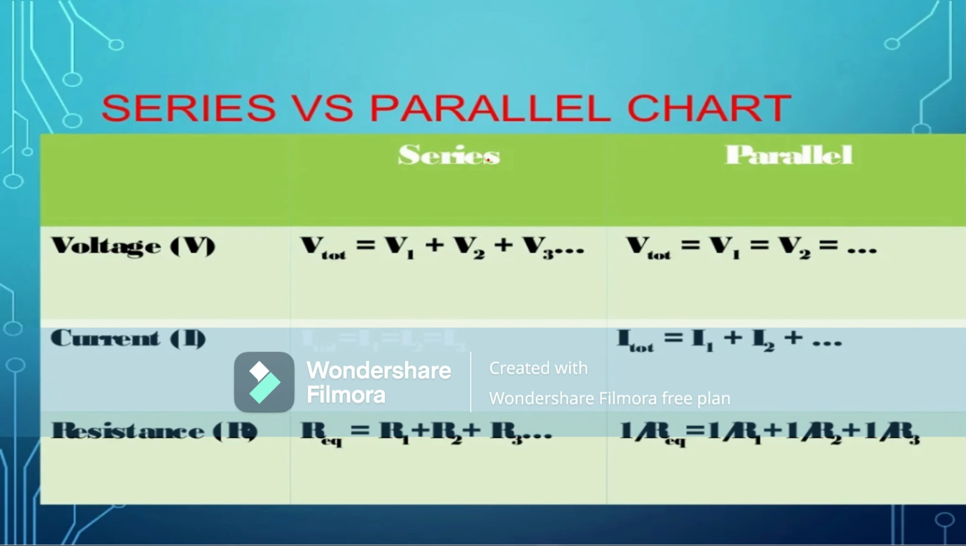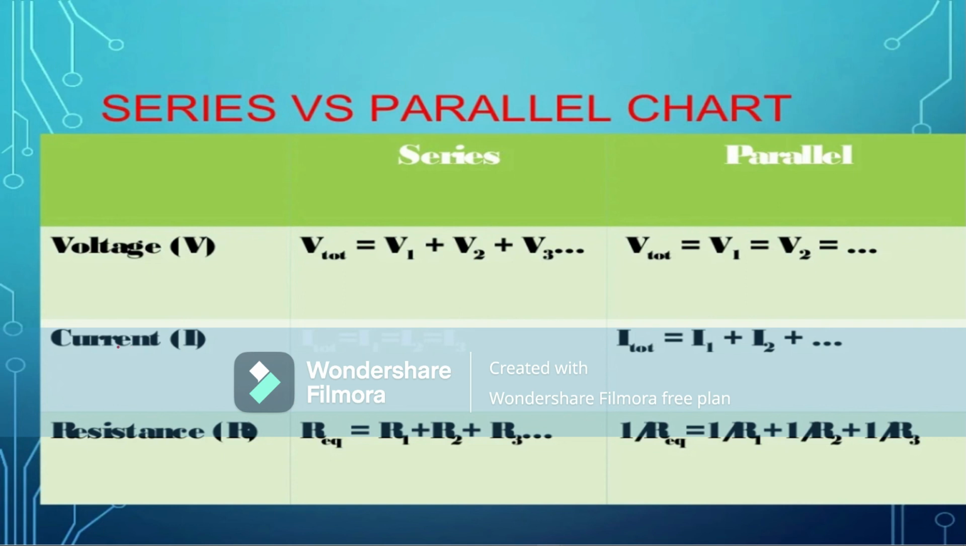Series: voltage, V total equals V1 plus V2 plus V3. The current, I total equals I1 equals I2 equals I3. Resistance, R total equals R1 plus R2 plus R3.